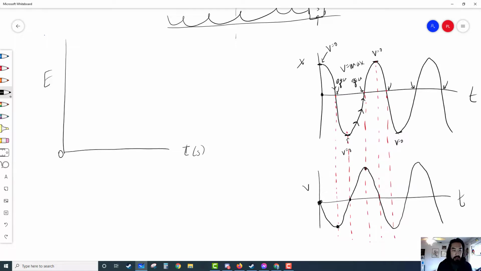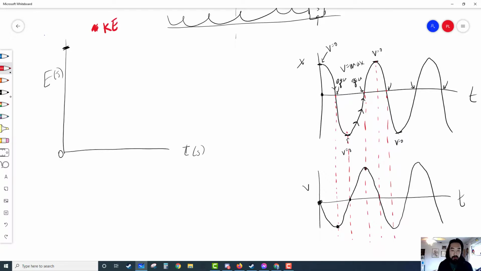And we'll have this be 0, and this will just be the maximum, whatever that maximum is. J for joules. Okay, so if we're trying to resemble the two graphs that we made, I'm going to start off with our kinetic energy graph, and we'll do kinetic energy in red.